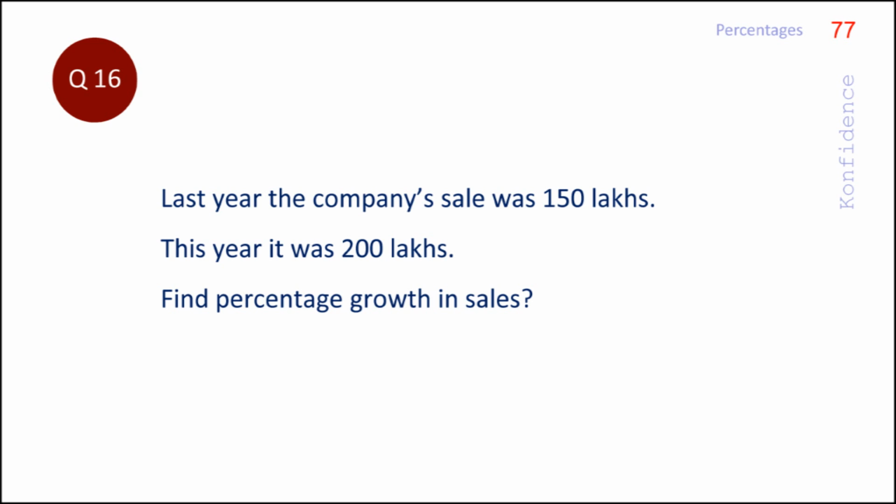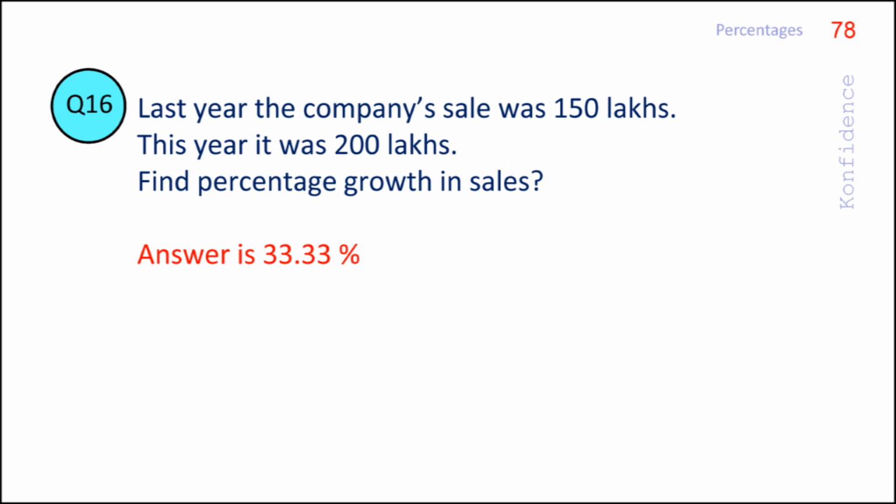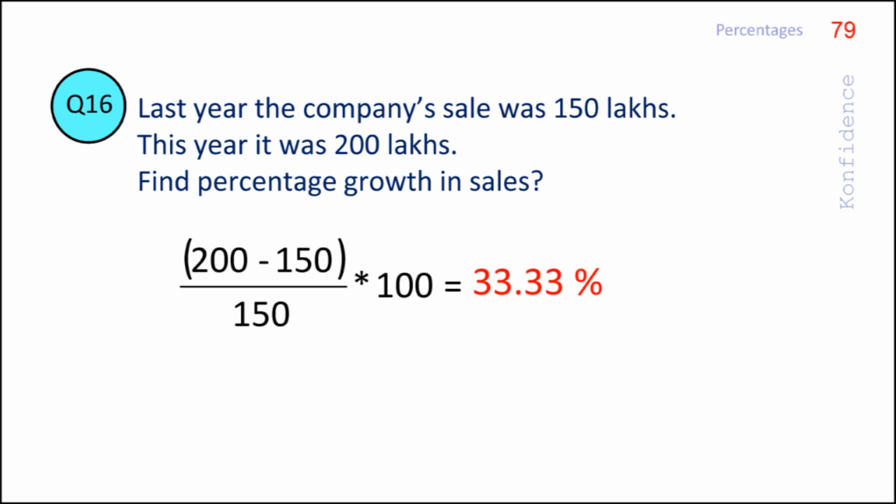Read question number 16 carefully. Last year, the company's sale was 150 lakhs. This year, it is 200 lakhs. What is the growth percentage of sales? The answer is 33.33%. And how do we get that? (200 minus 150) upon 150 into 100.